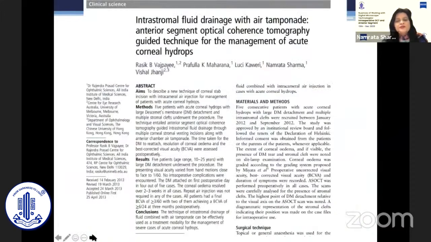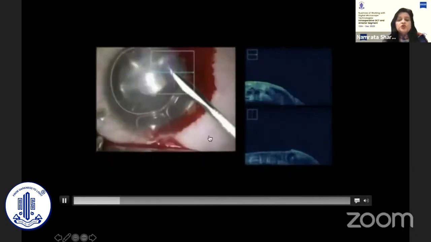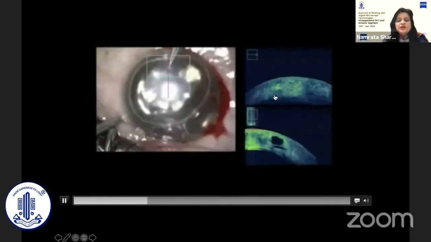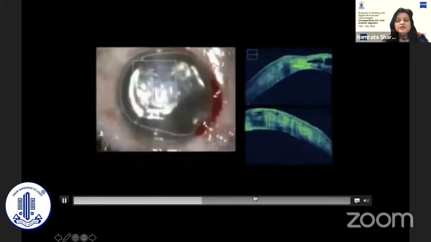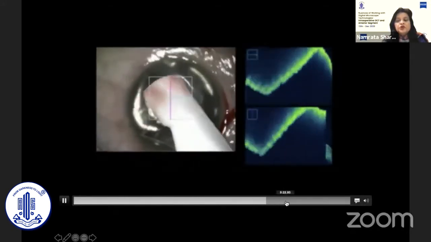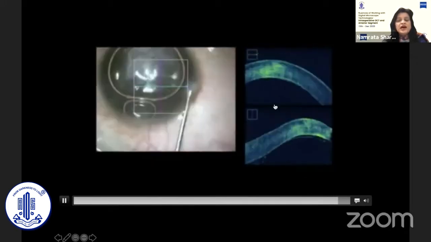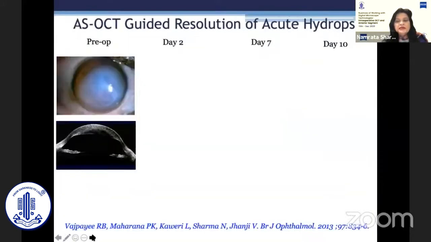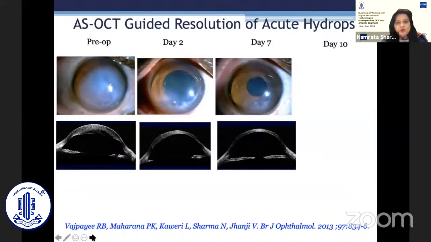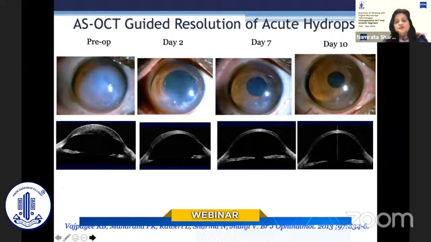Then Dr. Vajpayee did describe this technique of intrastromal fluid drainage in cases of acute hydrops. At that time, we used to do it with ASOCT, but now we have this intra-op OCT microscope, so you can actually give puncture marks in the area of the fluid clefts which are there, and then again put the air bubble so that you tamponade the whole thing, and your endpoint can also be titrated when there are no dark areas or clefts remaining at the end, and then you know that you have done the thing completely. Again, this is just to show how when you do OCT guided resolution of acute hydrops, it does help, and it does clear up like this over a period of time.